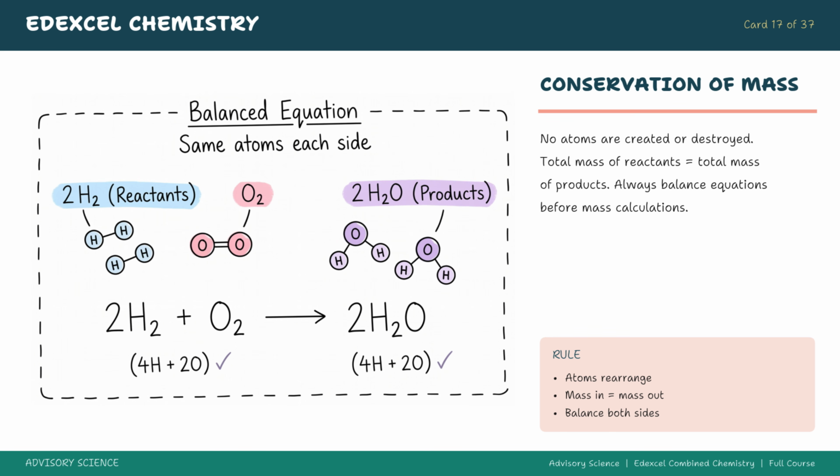Conservation of mass. In any chemical reaction, no atoms are created or destroyed. They just rearrange. So the total mass of the reactants always equals the total mass of the products. A balanced symbol equation shows this clearly. The same number of each atom appears on both sides of the arrow. Always balance the equation before doing any calculation. If a mass appears to decrease during a reaction, the answer is usually that a gas has escaped. If the mass appears to increase, a gas has been taken in, and that's often oxygen.